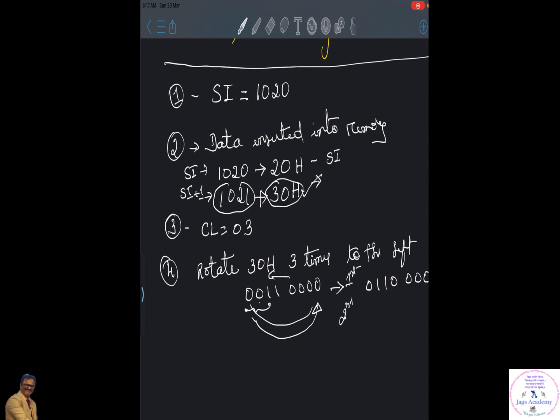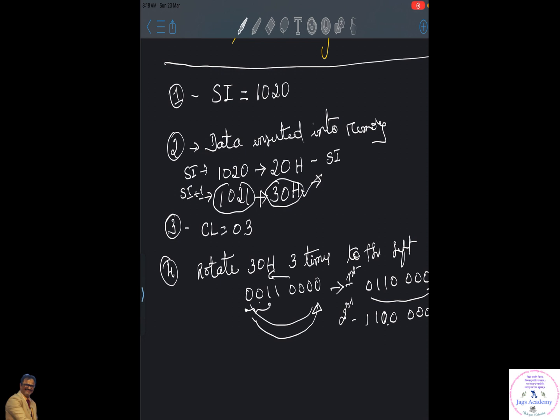Second rotation, what will happen? In the second rotation you will get 1 1 1 0, because this 0 will come here. Then 0 0 0 0, sorry, 1 1 0 0, 1 1 0 0, right? 1 2 3 4 5 6, 1 2 3 4 5 6. You will get 1 1 0 0 0 0 0 0.